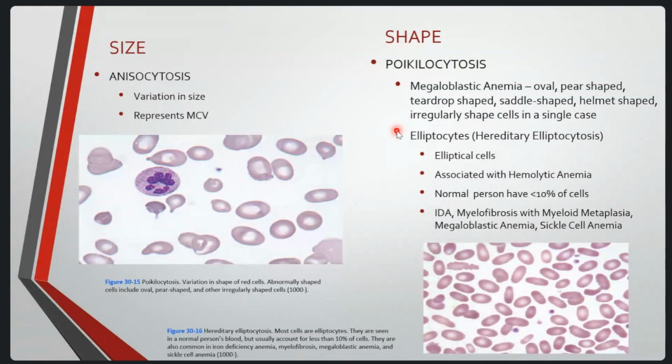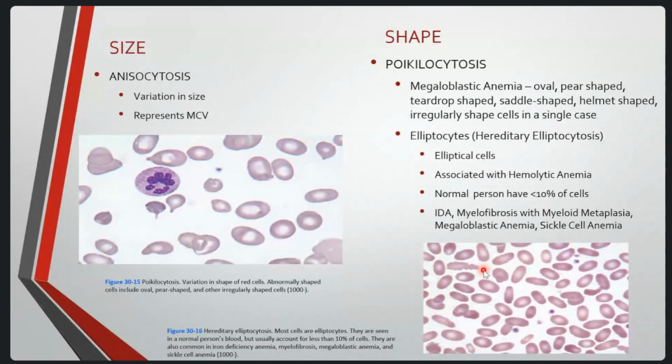For the variation in shape, we term it poikilocytosis. In megaloblastic anemia, you can see different variations in the shape of our red blood cells. They can be oval, pear-shaped, teardrop, saddle, helmet, or irregularly shaped. In this picture, this is actually an elliptocyte. Some are ovalocytes, but to differentiate, elliptocytes are more oblong compared to ovalocytes.